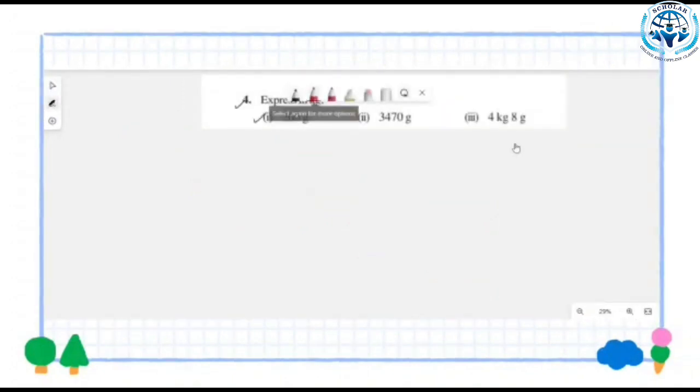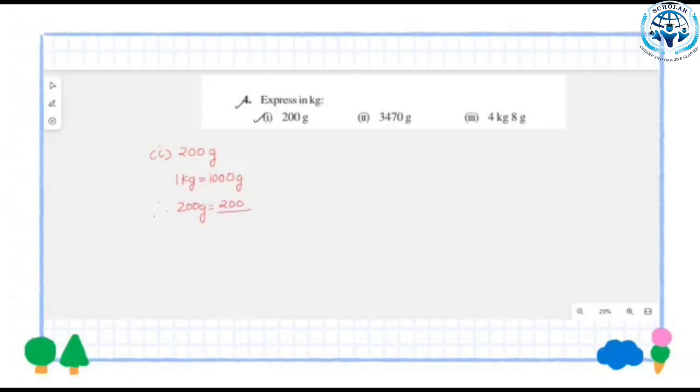Express in kilogram, the first one is 200 gram. So 1 kilogram has 1000 gram. So we will divide 200 by 1000 and cutting zeros, we get 2 by 10. So the final answer is 0.2 kilogram.